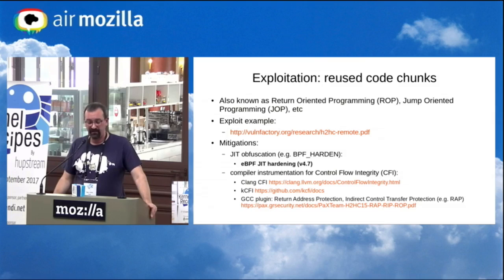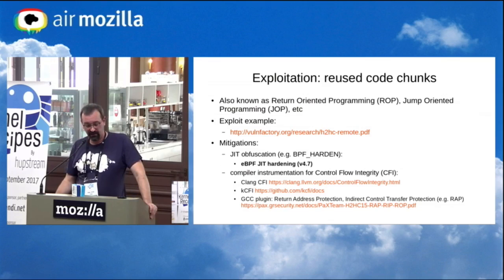Finally, I've talked a little bit about ROP already, but reuse of code chunks. That's sort of the next step in defense here as we make it harder and harder to do direct attacks in the kernel. There's been a lot of research on control flow integrity. There's the Clang CFI. There are some improvements to the Clang CFI called KCFI for kernel CFI. That code isn't public yet, but I keep asking the author to publish it. And then PaX has their GCC plugin to do similar work in RAP. So there's a lot of research happening here, and getting this into upstream would be good.